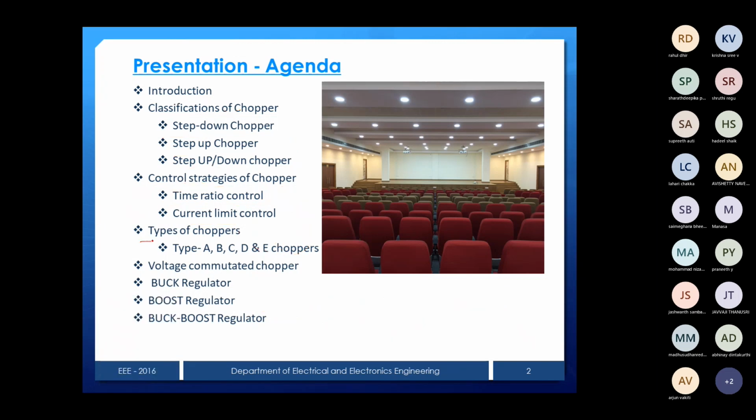And then we have different types based on quadrant operation, all these things. Class A or type A to type E chopper. This is a first quadrant chopper, then two quadrant chopper, first and second quadrant, then first and fourth quadrant, then all four quadrant operation. The total choppers are divided into a one quadrant converter, a two quadrant converter, and a four quadrant converter. So these are the three types of choppers: one quadrant, two quadrant and four quadrant.